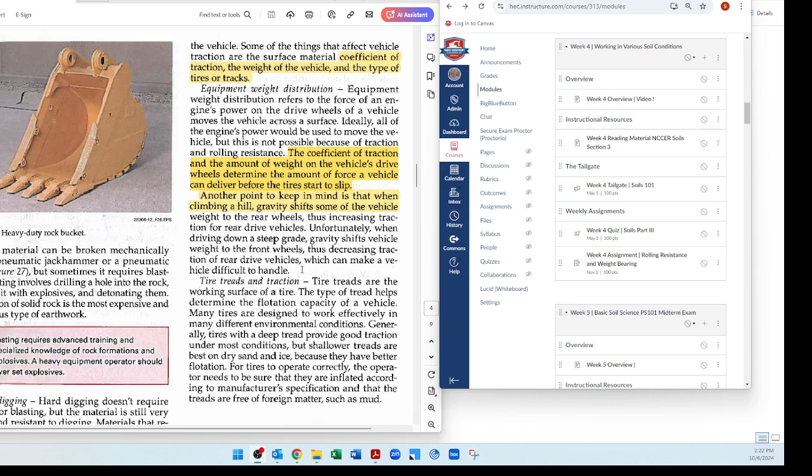so the weight going to the rear is not going to make any difference. Another point to keep in mind is that when climbing a hill, gravity shifts the vehicle weight. We just, unfortunately, when driving down shifted, but you get the point.